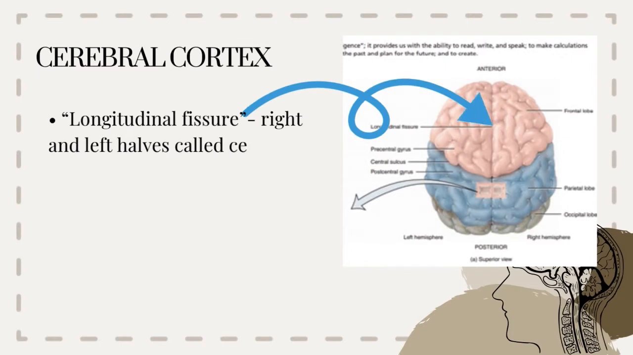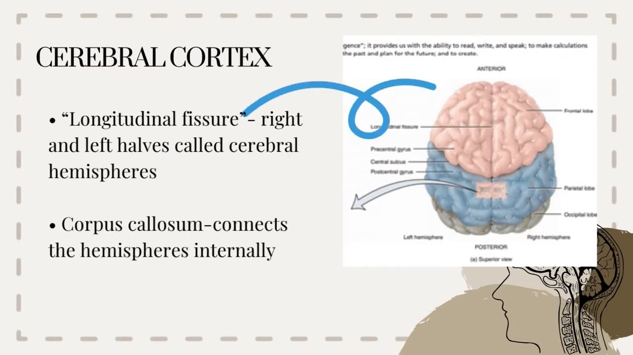The longitudinal fissure is the most prominent fissure. It separates the cerebrum into right and left cerebral hemispheres. You have a term there, your falx cerebri, which is a sickle-shaped structure that lies within the longitudinal fissure between the cerebral hemispheres. Then you have another term, your corpus callosum. It is a broad band of white matter containing the axons that extends between the hemispheres. So basically it connects the hemispheres internally.